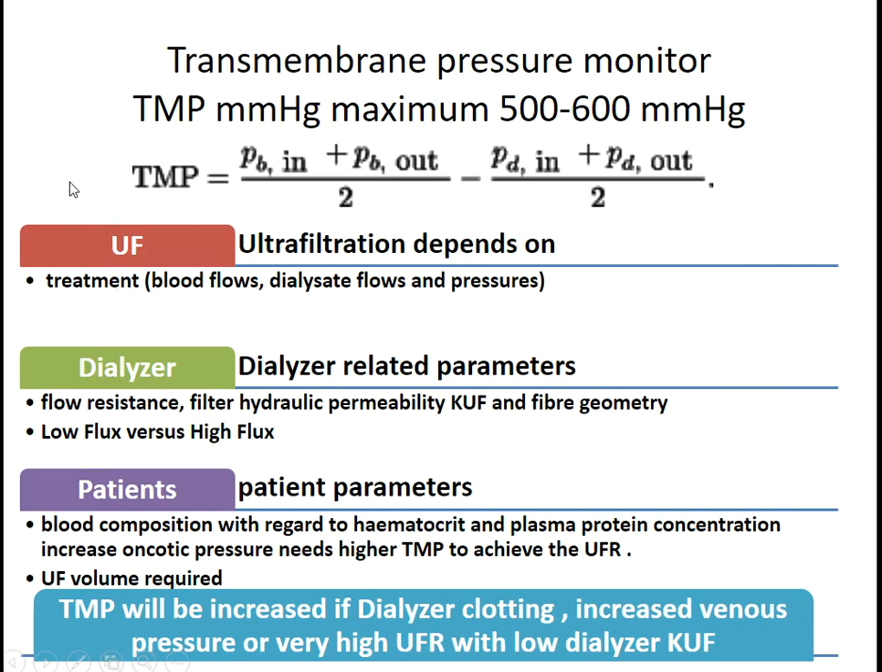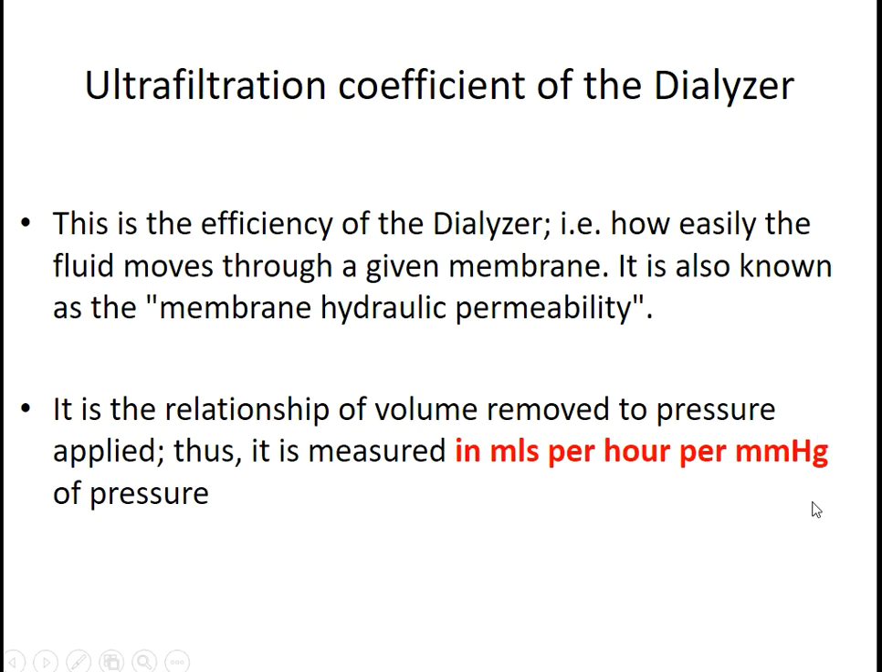All these parameters control how much transmembrane pressure is applied and is monitored on the hemodialysis machine. The ultrafiltration coefficient of the dialyzer. This is the efficiency of the dialyzer, how easily the fluid moves through a given membrane. It's also known as the membrane hydraulic permeability. It is the relationship of volume removed to pressure applied. Thus, it's measured in milliliters per hour per millimeter of mercury of pressure.